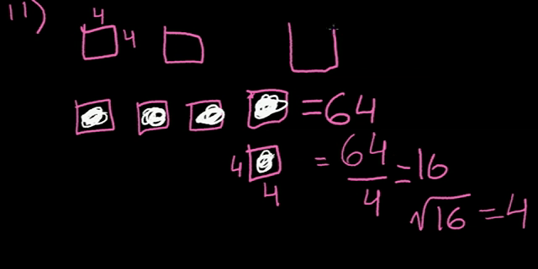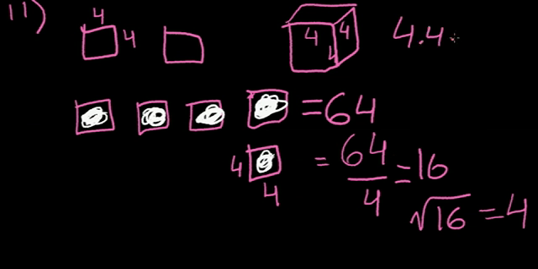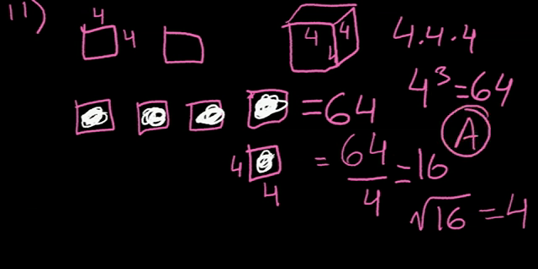So something like this. It's going to be 4, 4, and 4. So the volume will be 4 times 4 times 4, or 4 cubed, which is equal to 64. That is choice A. So there we go.